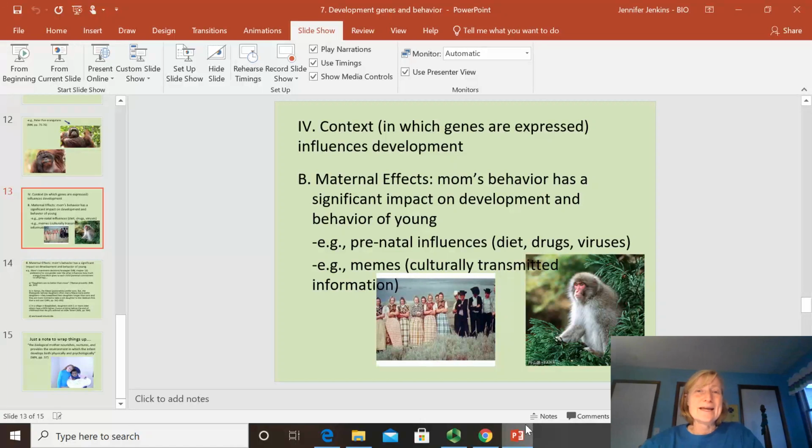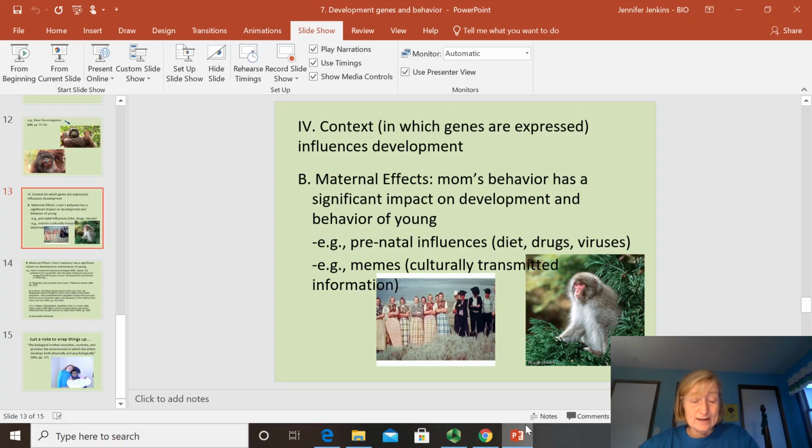And we're talking about the context in which genes are expressed and how the context, the environment, can have a big influence on development, on behavior. We had already talked about some different phenotypes that can occur. We talked about polyphenism. I want to talk about now maternal effects, how mom's behavior can have a significant impact on the behavior of her young. And we can look at humans, we can look at other animals as well.